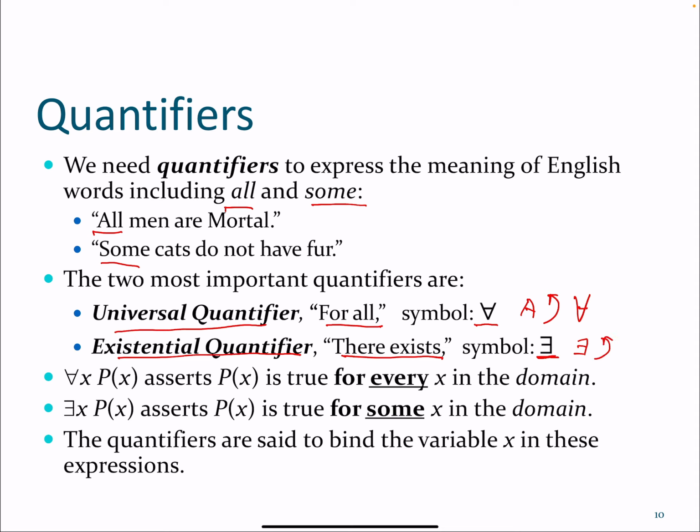And then you can use a quantifier with the predicate logic. So for this one, for all x, P(x). That means that P(x) is true for every x in the domain of discussion. There exists x, P(x), actually reads there exists x, P(x). So that means for some x in the domain, P(x) is true. So the quantifiers are said to bind the variable x in these expressions.